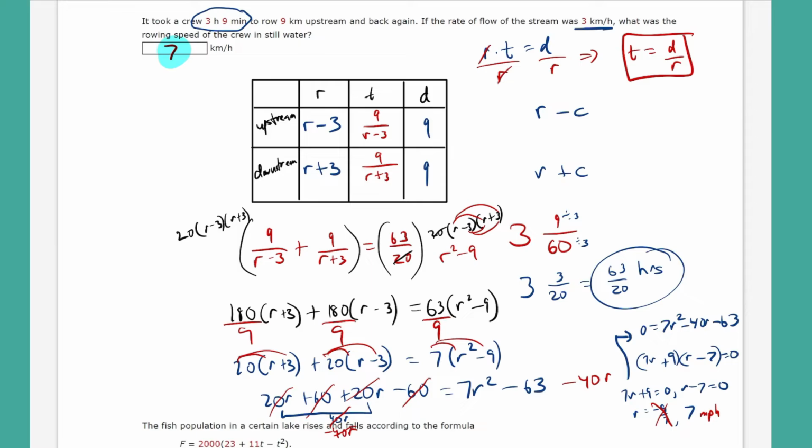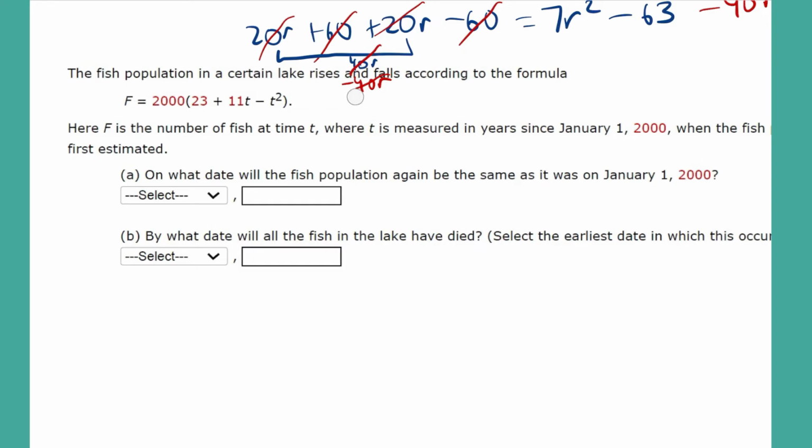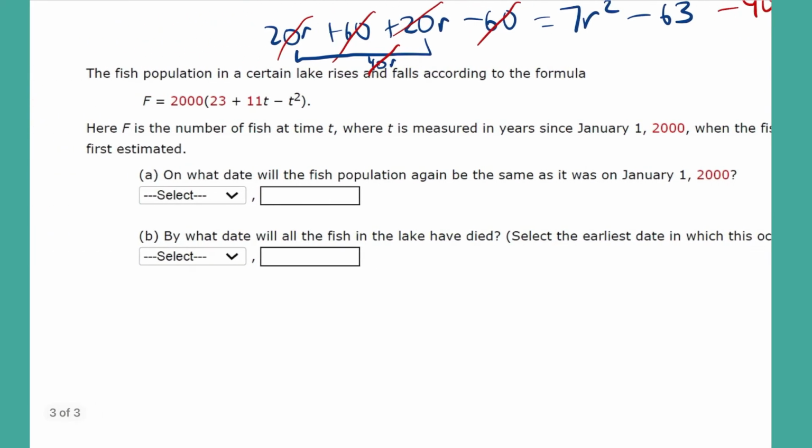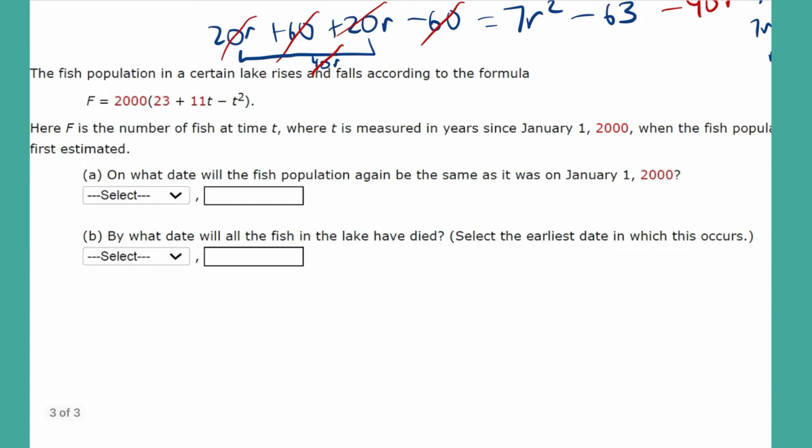Kilometers per hour, sorry. That was a whole lot of work. All right, let's look at this last example. It says a fish population in a certain lake rises and falls according to this formula. F represents the number of fish at time t. T is measured in years since the date January 1st, 2000, when the fish population was first estimated. On which date will the fish population again be the same as it was on January 1st?